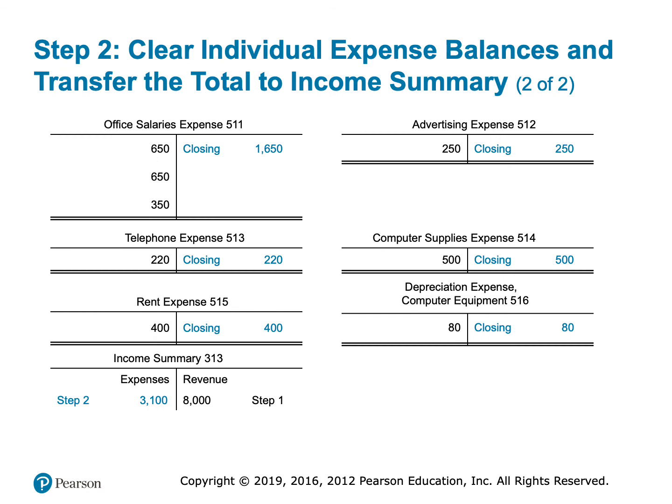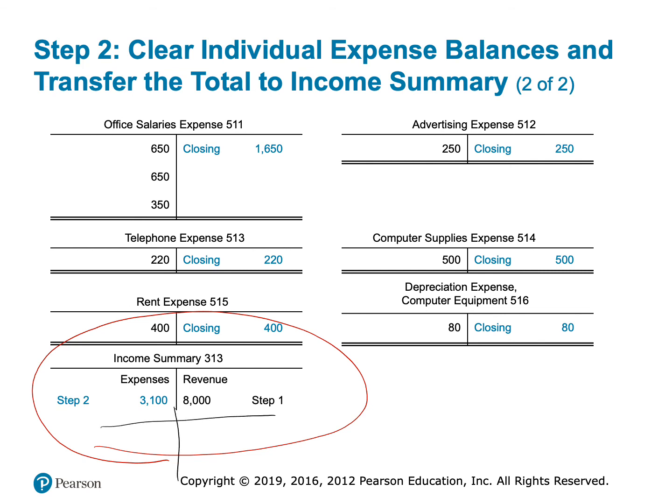And now that I've posted those, all of my expense accounts have a zero balance, but pay special attention down here to income summary. It had a credit of $8,000 for the revenue and now a debit of $3,100 for the expenses. So what's the new balance in income summary? If we were to draw this out, my new balance in income summary would be $4,900, and it would go on the credit side because remember, we put the balance on the largest side. Now if you remember back, $4,900 was the amount of my net income. So this is my net income on the credit side of income summary.